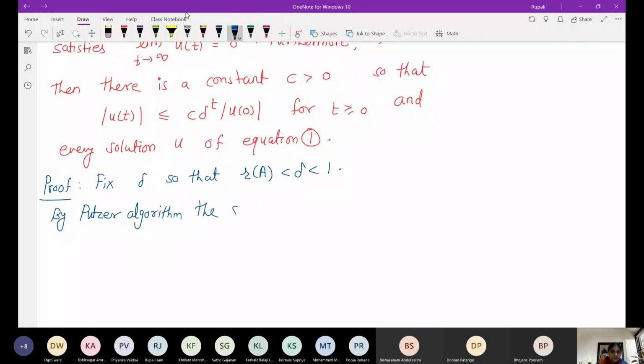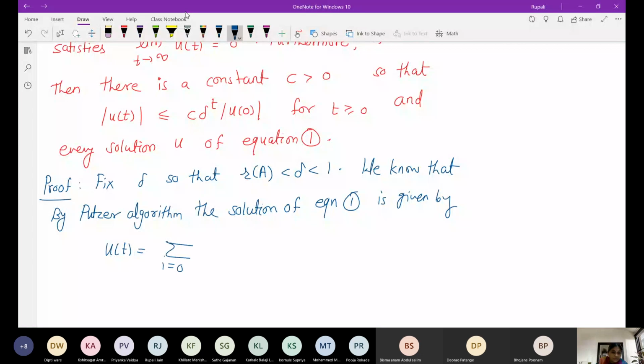the solution of equation 1 is given by, we know by the Putzer algorithm, u(t) is equal to the summation i equal to 0 to n minus 1 of c_{i+1}(t) times M(i) times u0, where u(0) is equal to u0, right?